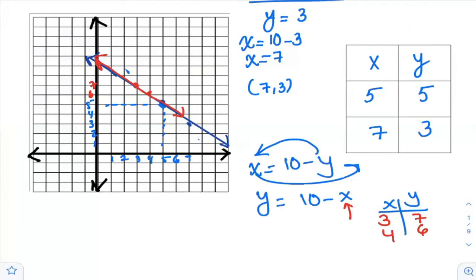So it doesn't matter if you want to solve for y or solve for x, whatever is easier for you.